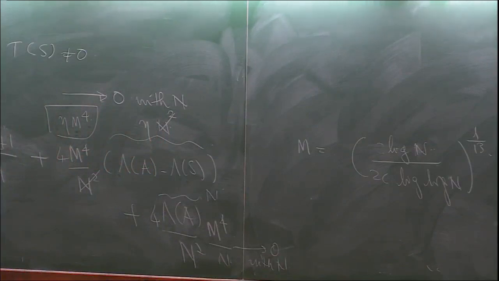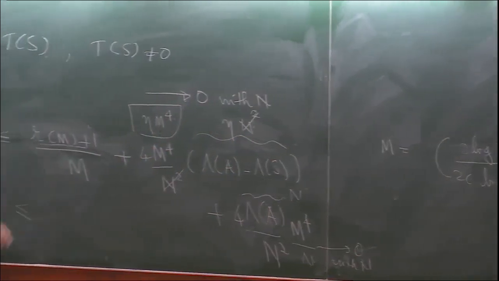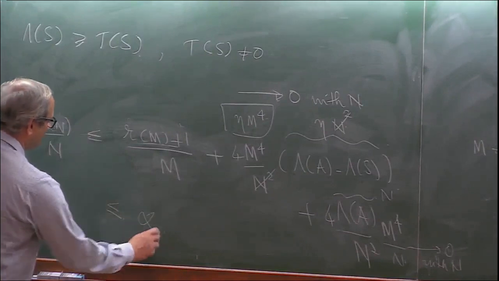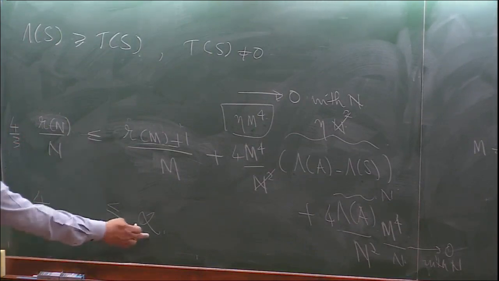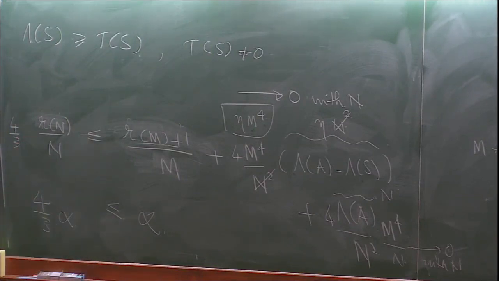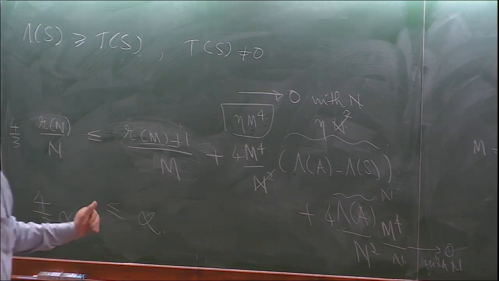Okay? Finally, what happens here? This goes to a limit. We have seen that this ratio has a limit. 1 by m goes to 0. This ratio has a limit, which is what we want to find. So you call that limit, say, alpha. And this goes to the same limit, and you get 4 by 3 alpha is less than or equal to alpha. And the only way out is if alpha is 0. Okay? So that completes the proof of Roth's theorem.